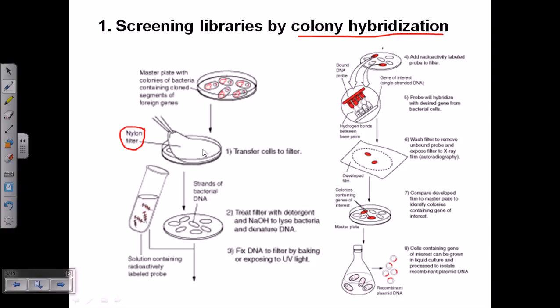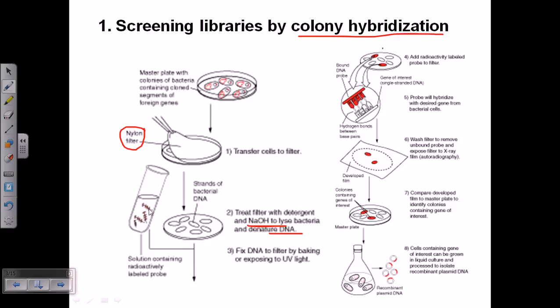After transferring the cells onto the filter paper, we use some chemical treatment on this nylon paper. We use alkali. What alkali does is break and lyse the bacterial cell, and then denature the DNA. So the use of alkali is very, very important. Usually sodium hydroxide is used. It will lyse the bacteria and denature the DNA. So now we are getting a single stranded DNA sticking out of this nylon filter.